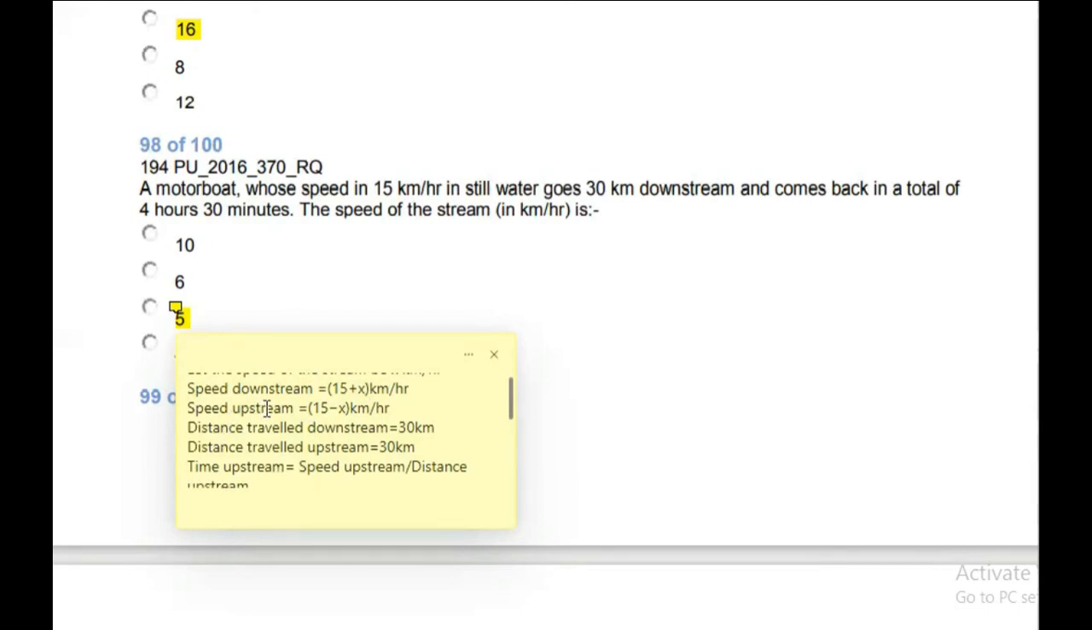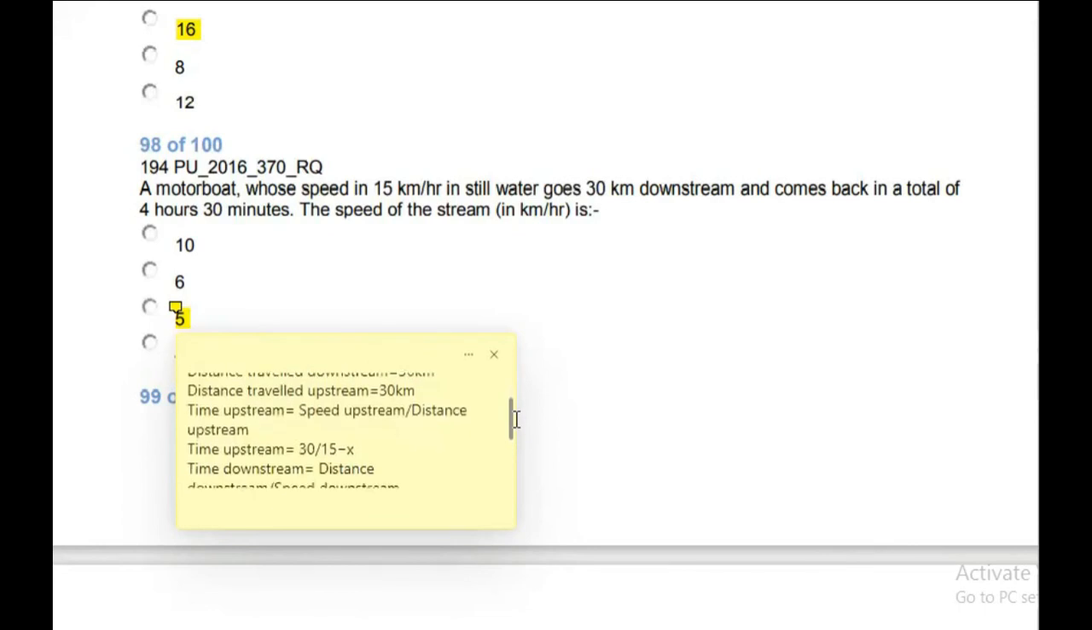And the speed of upstream. Here we are coming back, opposite to the stream. So our speed would be the speed in still water, where there is no stream movement, minus x, the speed of the stream. So the distance traveled downstream is 30 kilometer. The distance traveled upstream is also 30 kilometer.